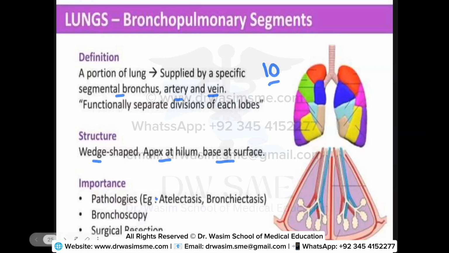Now the importance is that they can get occluded or damaged in atelectasis and bronchiectasis, and they are very important specifically during bronchoscopy, to know which area needs to be seen, and for surgical resection. If there is a tumor involving any specific area, we can highlight it and remove only that area rather than removing the complete lung or more than that area.